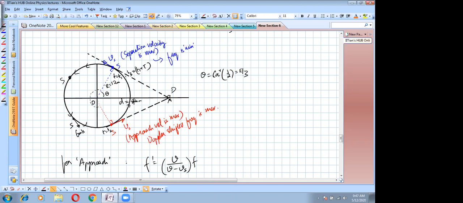That is when there is no approach or separation velocity. So that is this position here and this position here. You can see that at this position, the velocity of the source has no component towards d. And again, at this other position, the velocity of the source has no component towards d. So let's say P1 and P2 are the two positions where there is no Doppler shift.